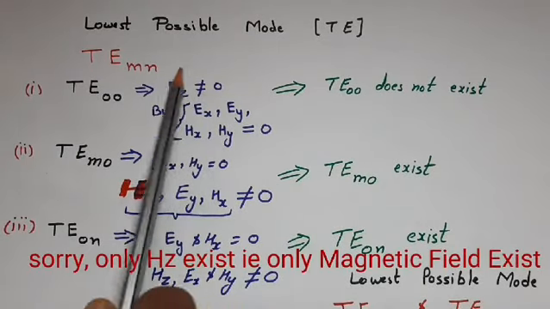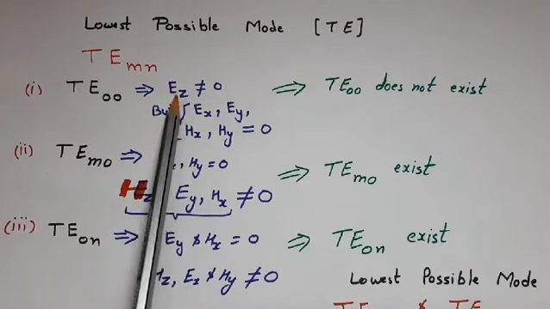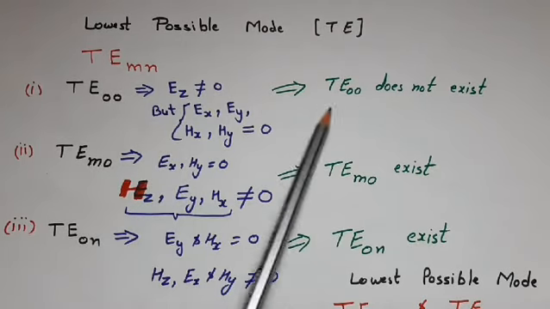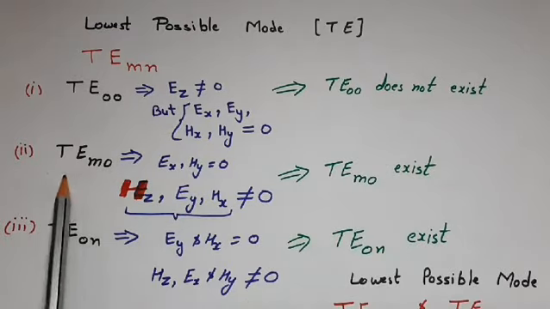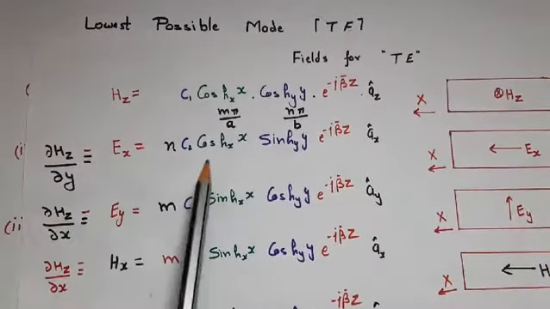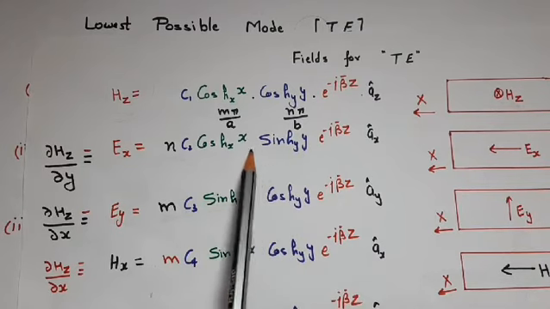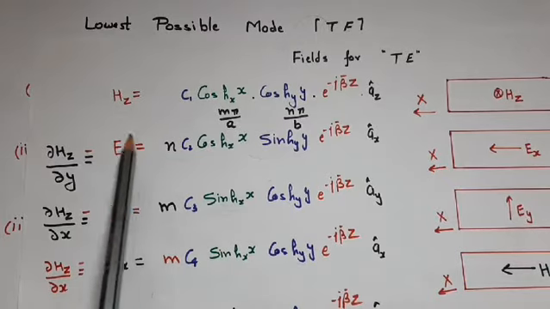But for the propagation of an electromagnetic wave, both electric and magnetic fields must exist. That's why we can say that the TE00 mode cannot exist in a rectangular waveguide. If we talk about TEm0, then we observe that in TEm0 the n value is 0. That's why if there is a sine function corresponding to y, it becomes 0. A sine function corresponding to y is present in Ex and in Hy. So Ex and Hy will vanish.